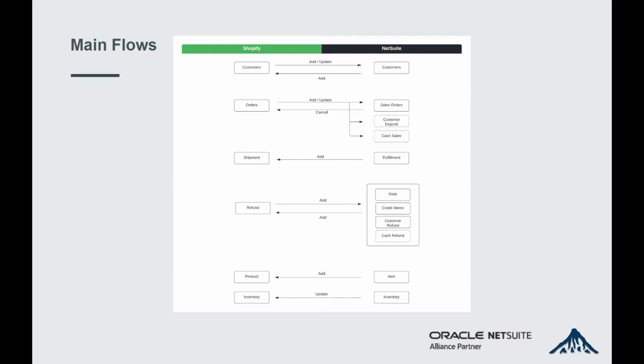Next, we will see fulfillments from NetSuite to Shopify, sending the tracking information. And we also have the refund migration. It's back and forth from Shopify to NetSuite. We have the return authorization, credit memo, customer refund, and cash refunds. Regarding items and inventory, we have the migration from NetSuite to Shopify for item creation and inventory update.